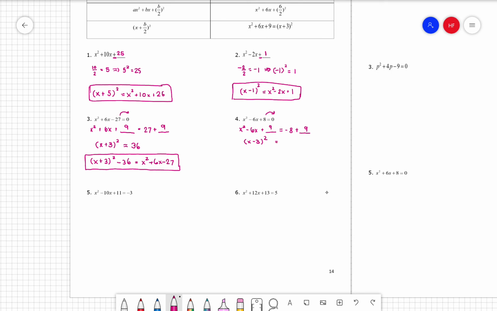Negative 8 plus 9 is 1. So then x minus 3 squared minus 1, we're moving it back to the other side, is the same thing as x squared minus 6x plus 8.